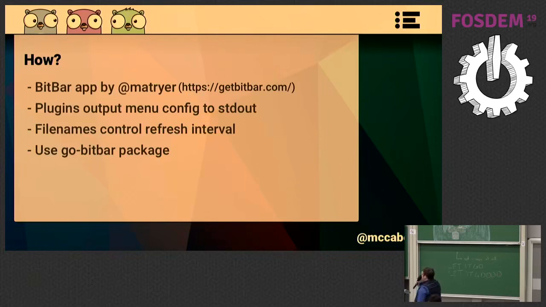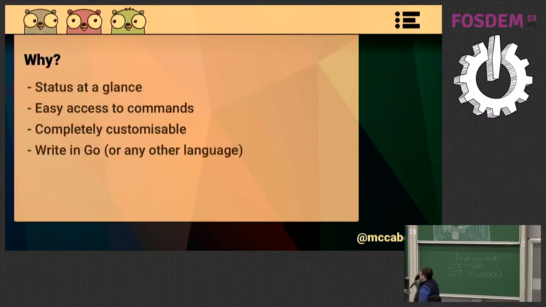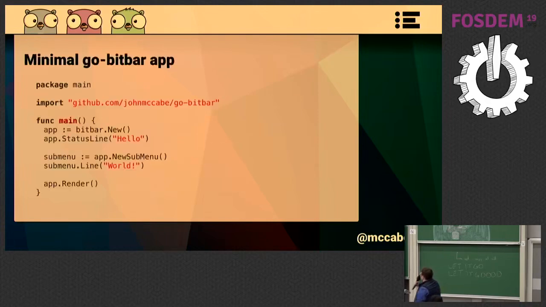So I created a package called Go Bitbar after having originally written stuff using templates, and it was all very hand-rolled, very difficult to explain to somebody how to use. And as I said, the main reason is that you can put pieces of information that you want up in your menu bar, so they're very quick to get to. If you've got commands that you're constantly executing, you can just pop them up there. And because you're writing it, it's completely customizable, and you can write it in Go, which is good.